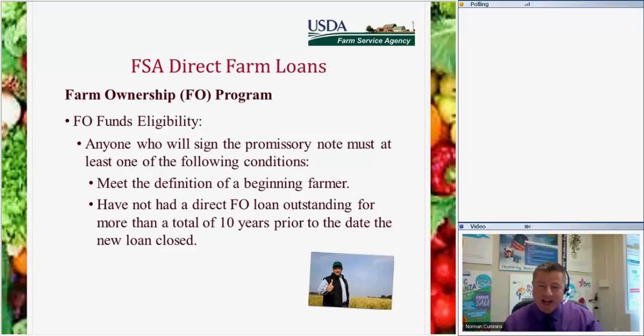Let's say that you've had it for 9 years, you still can get another FO, but once that year ends, and it doesn't always go by date, it's almost by year, within that year that you got it, it could expire on you. So it's something to think about if you're looking to expand your property and you've had a loan for a little while.